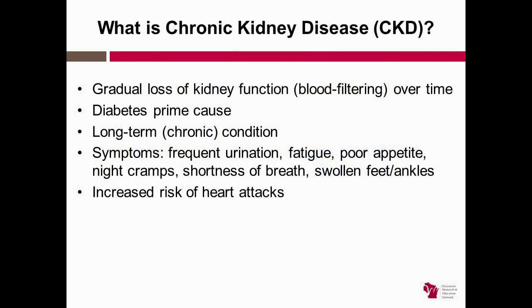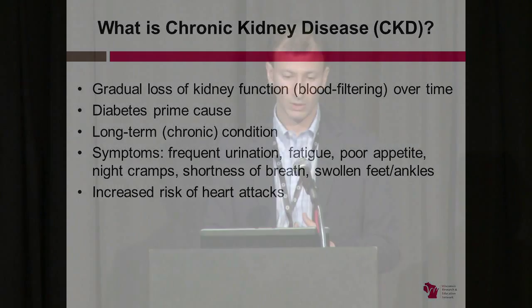Okay, so that's diabetes. Let's move on to chronic kidney disease. So chronic, as it sounds like, is a gradual loss over time. So it's a gradual worsening of your kidney function. Your kidney filters out some of the toxins from your body. It's really a giant filter. And what happens over time, that filtering ability decreases.